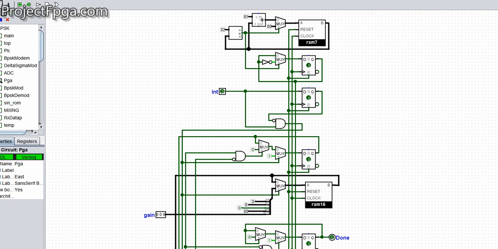So welcome again. In this tutorial, I'll be talking about the PGA sub-circuit, a programmable gain amplifier sub-circuit. The gain amplifier is used to set the programmed gain. It has an input where you can set the size of the gain. This is exactly the input.